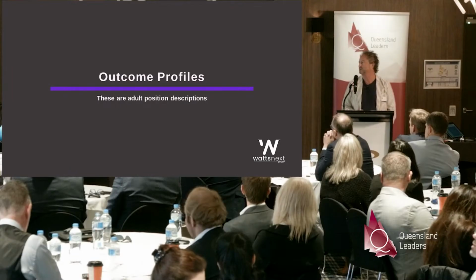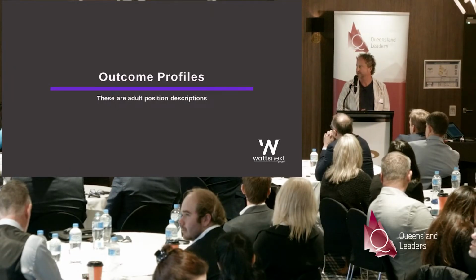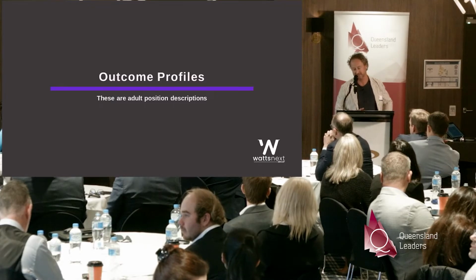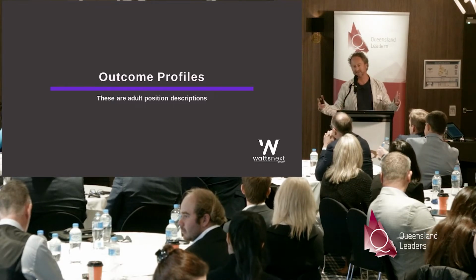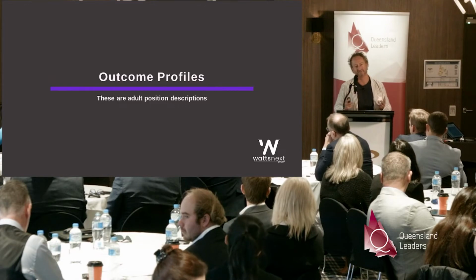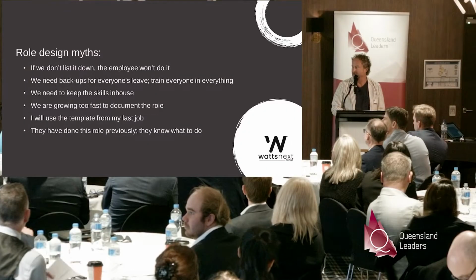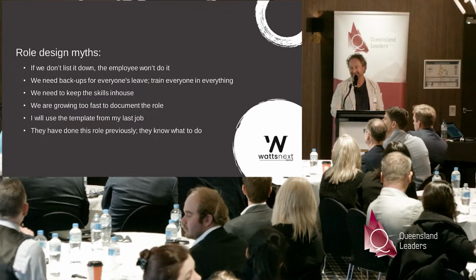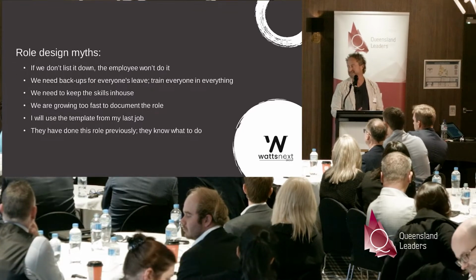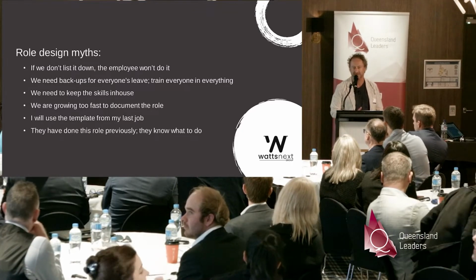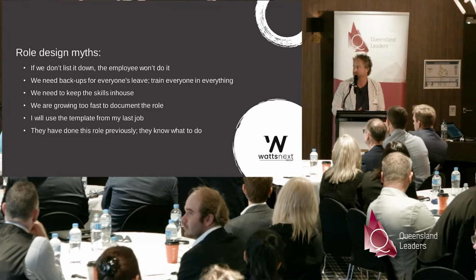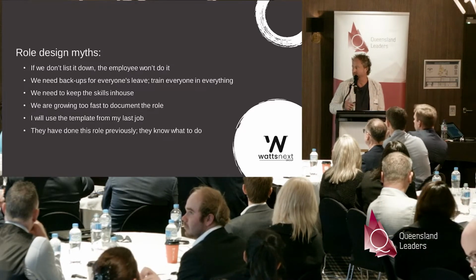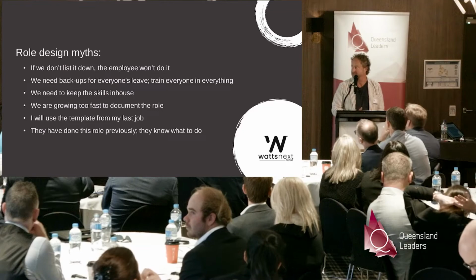Now, the next part I want to talk about here is what we call outcome profiles. So a very important thing that happens when you design a functional structure is the roles need to then be designed that fit within that, right? So the functional structure is the first step, but then designing those roles that should always stay with the structure ongoing. If we don't list it down, the employee won't do it. Now that we hear this a lot, this isn't the case, and it definitely shouldn't be a list of tasks on a role description. We should really focus on the outcome we need from that role, not the tasks.